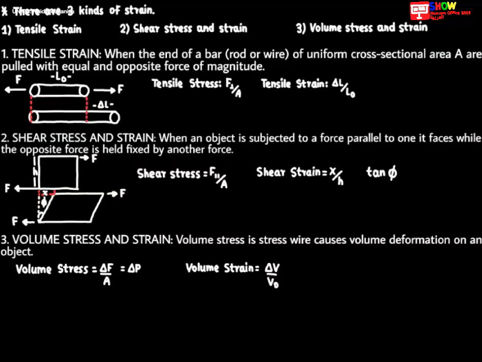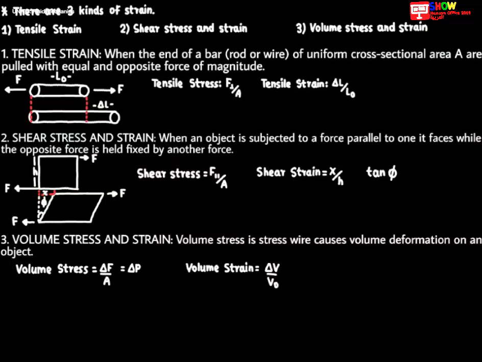Volume stress and volume strain. Volume stress is the stress that causes a volume deformation on an object. Volume stress is change of F over A, which means change of P. A volume strain is change of V over the original volume.